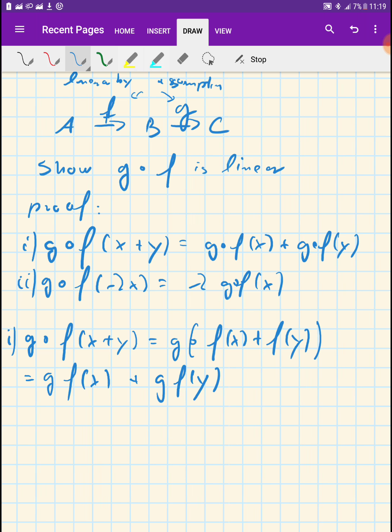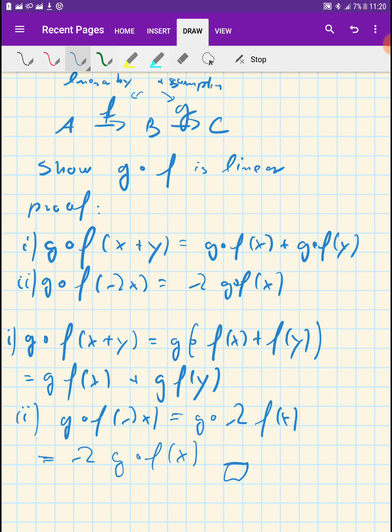So this was number 1, and now let's check number 2. We want to check that G after F of lambda times X is equal to lambda times G after F applied to X. And well, we just use the same argument that we have used in number 1. Namely, we use the linearity of the maps F and G. So G after F applied to lambda X is the same as G of lambda F of X, because F is linear. And now because G is also linear, this is the same as lambda times G after F of X. And this concludes the proof of this exercise.